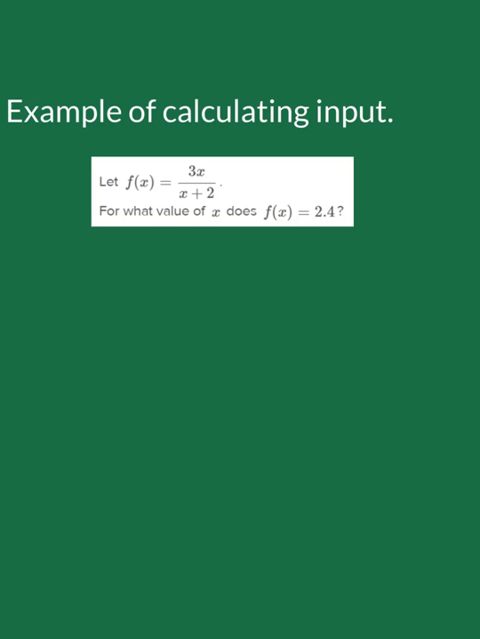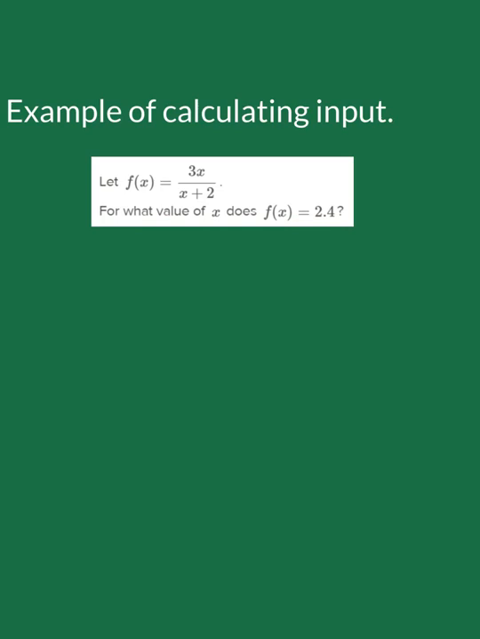Here's another example, but this time we are going to calculate the input. So here's our function. It says let f of x equal 3 times x divided by x plus 2. And then it says for what value of x does f of x equal 2.4? So in this problem, we actually start with the final answer, and they're asking us to work backwards to get the initial answer or number.